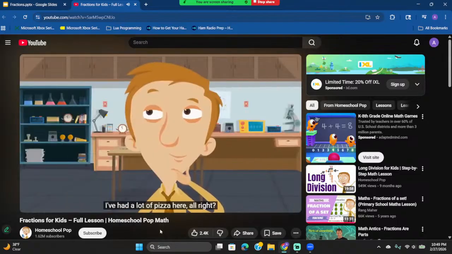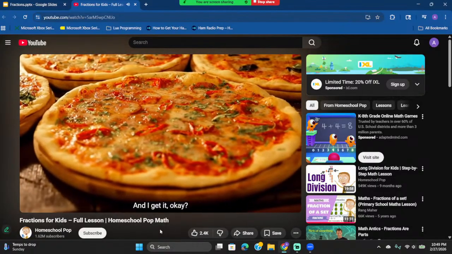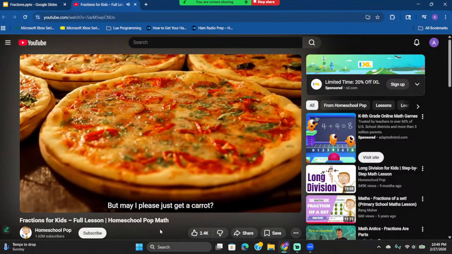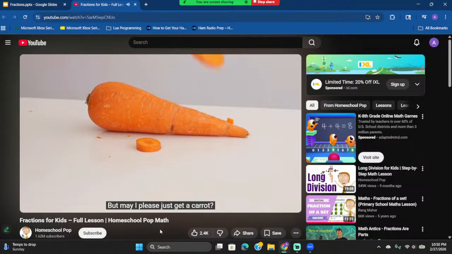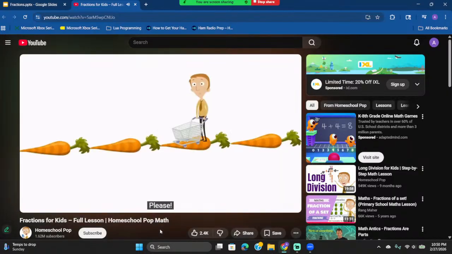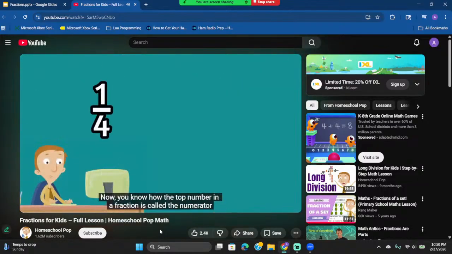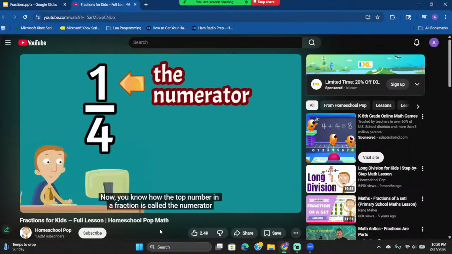You know what? I've had a lot of pizza here, all right? And I get it, okay? But may I please just get a carrot, okay? I need carrots. Please, carrots. Okay, I feel better.